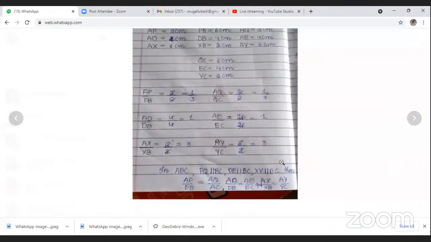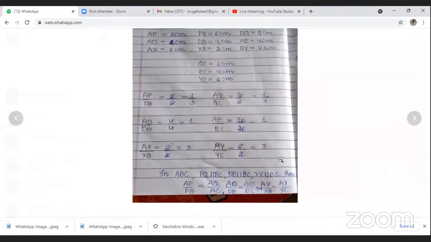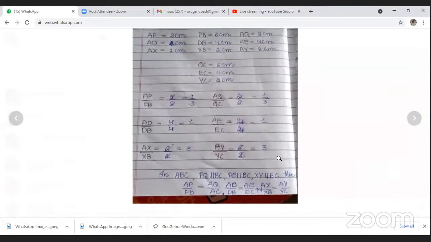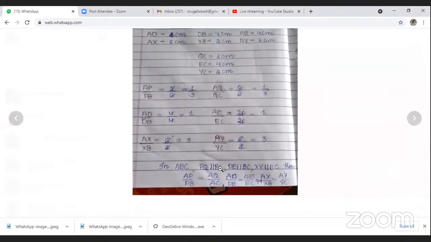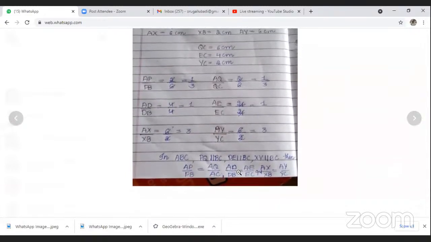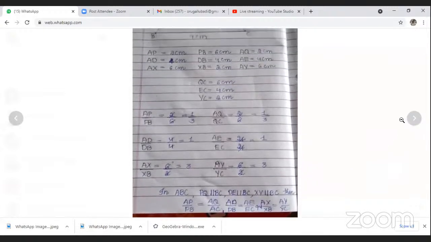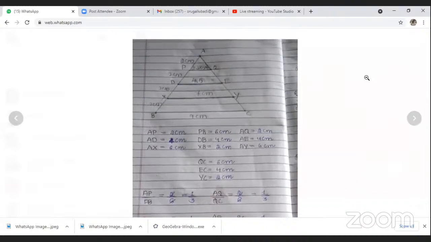Next one is AX by XB. So 2 threes are 6, that is 3 by 1. AY by YC, 6 by 2, that is 3 by 1. All are the same. She also concluded that in a triangle ABC, if PQ is parallel to BC, then AP by PB is equal to AQ by QC. These are the values she took. This task I gave, only 4 children have responded.